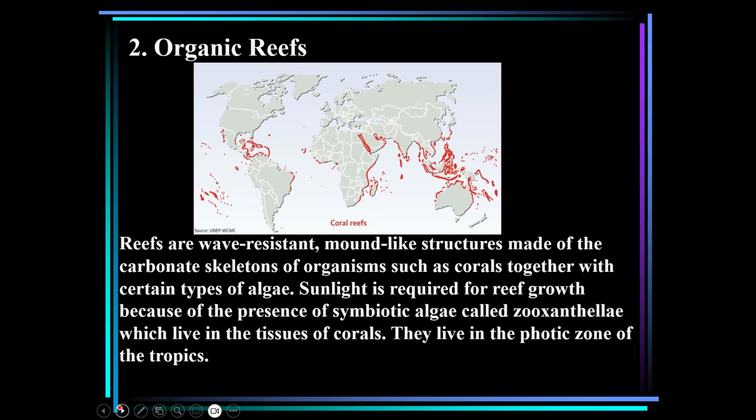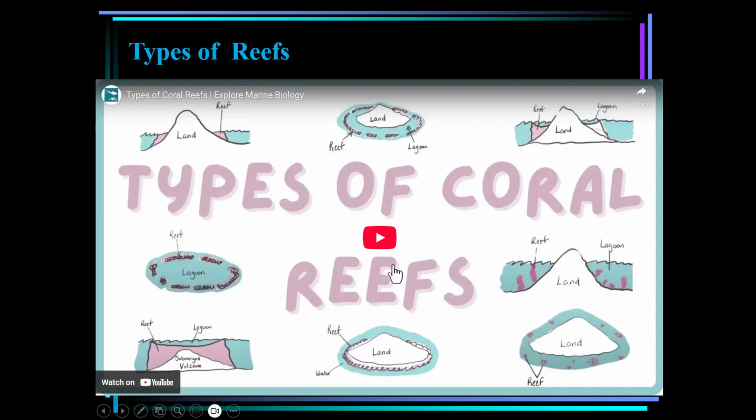This is the shelf edge, where in the tropical areas you got the organic reefs, and the reefs are wave resistant, mound like structures, and they are made up of carbonate skeletons of organisms such as corals. Corals always live in symbiosis with algae, so they have to be in the photic zone because the algae is photosynthesizing. They always live in the tropic photic zone. Here I have a nice movie about the coral reefs.